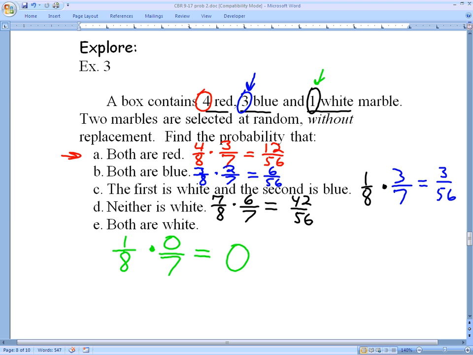Now, what does that mean? Can that happen? 0 was a number on our scale. It's a possible probability, and it means there's no chance that will happen. If we think about this logically, there was only 1 white marble. How could you pull out 2 of them? You can't, and that's why it's a 0% chance of happening or a 0 probability. But we also can prove it here in the mathematics, which I just did.